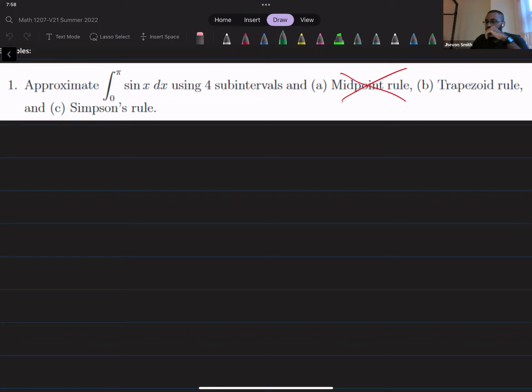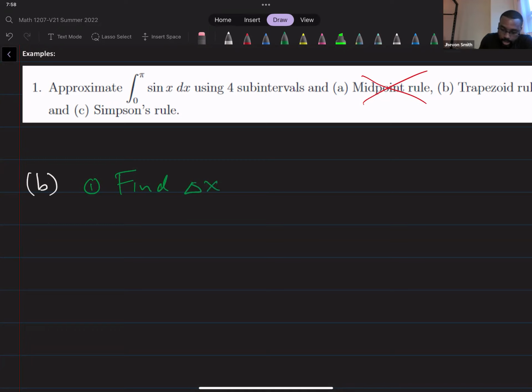And so, yeah, let's actually look at how to do that. Okay. So now, just like in Calc 1, the first thing you're going to want to do is find your delta x. So B, we're going to do trapezoid rule. So first thing you want to do is find delta x. And your delta x is always b minus a over n.